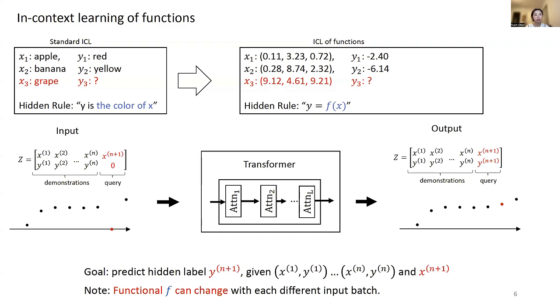We illustrate this pictorially at the bottom. For simplicity, the input dimension is 1, so all the xi's are scalars. We are provided a sequence of xy pairs, which are the black dots, and they demonstrate some functional relationship. The transformer needs to infer this functional relationship to make a prediction for xn plus 1 marked out in red. Note that for each batch of inputs, the underlying function can change.